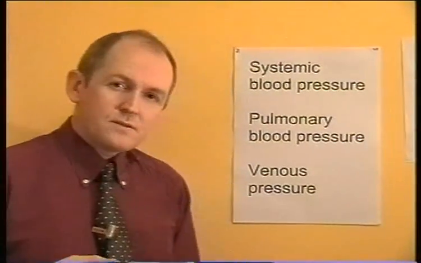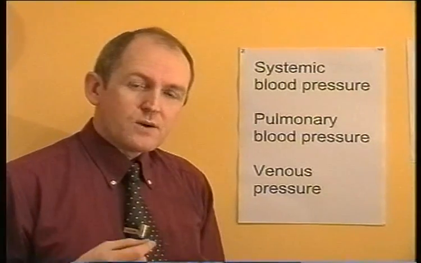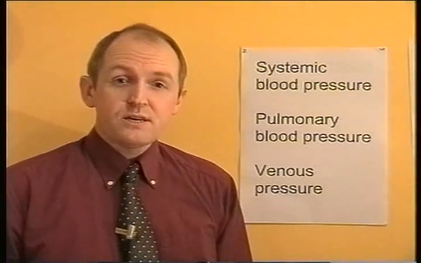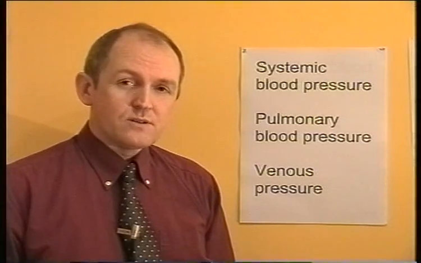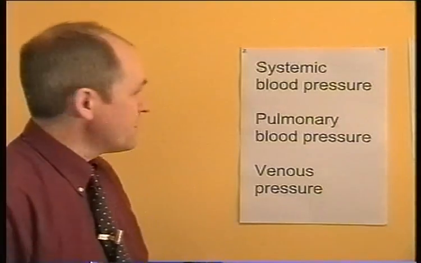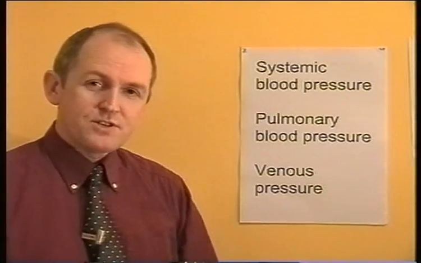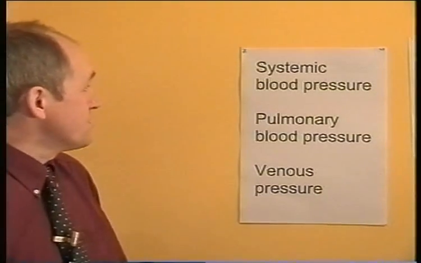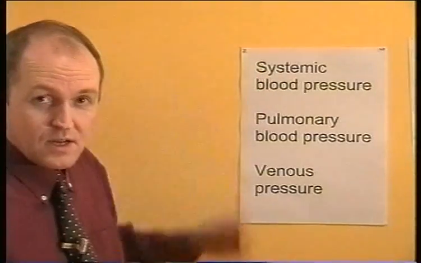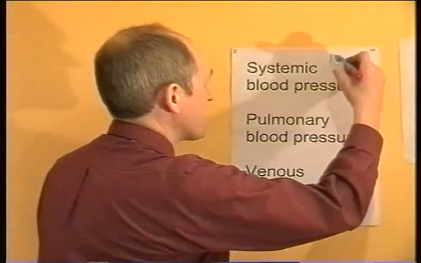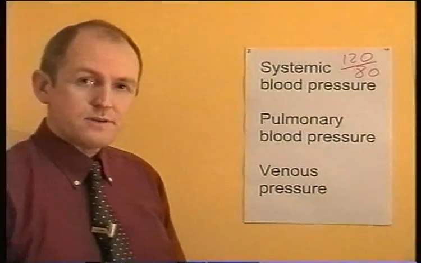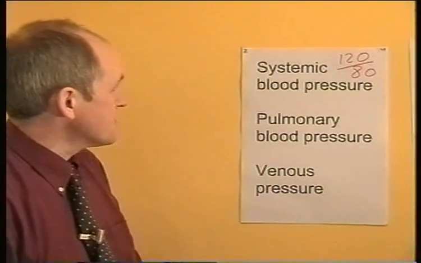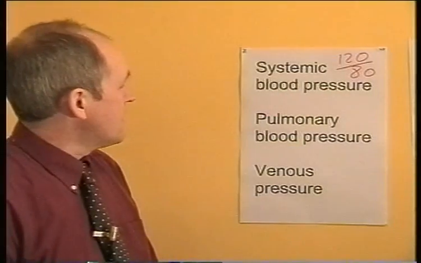Now, I mentioned that when we're talking about blood pressure, we normally mean the pressure in the systemic arterial system. But there's a few other blood pressures I'm just going to mention now to save confusion. So systemic blood pressure, normally about 120 over 80 millimeters of mercury, is the pressure in an adult systemic arterial system.